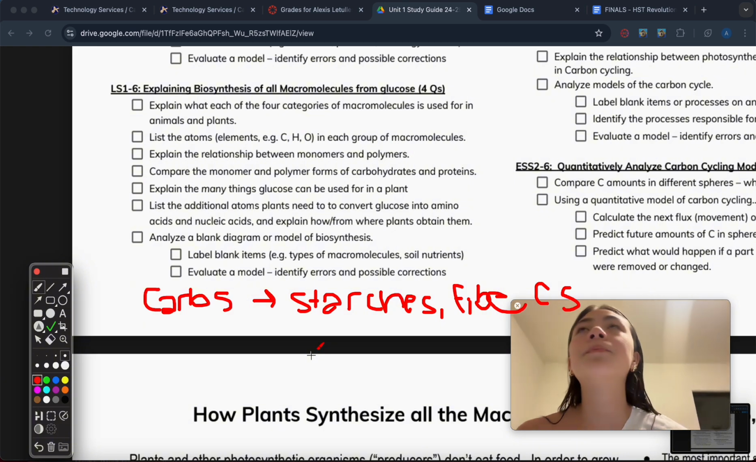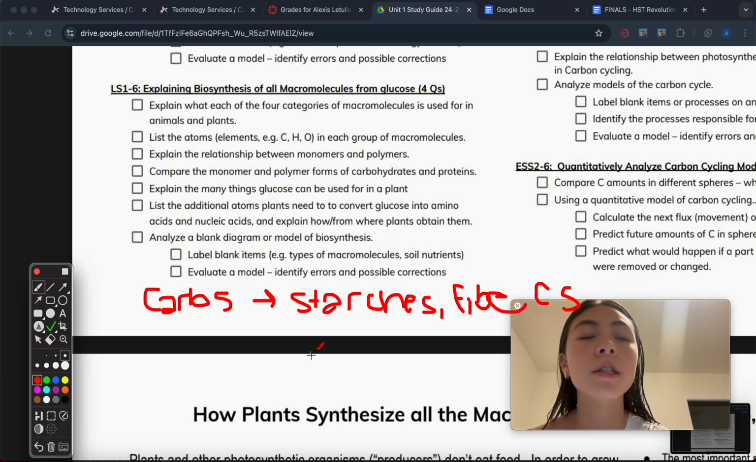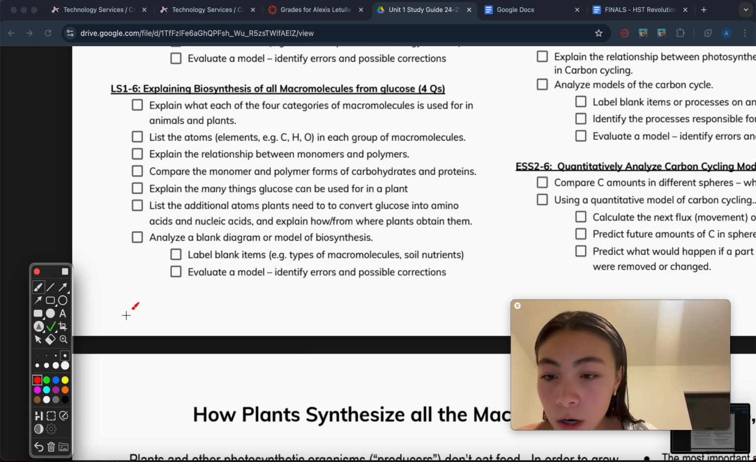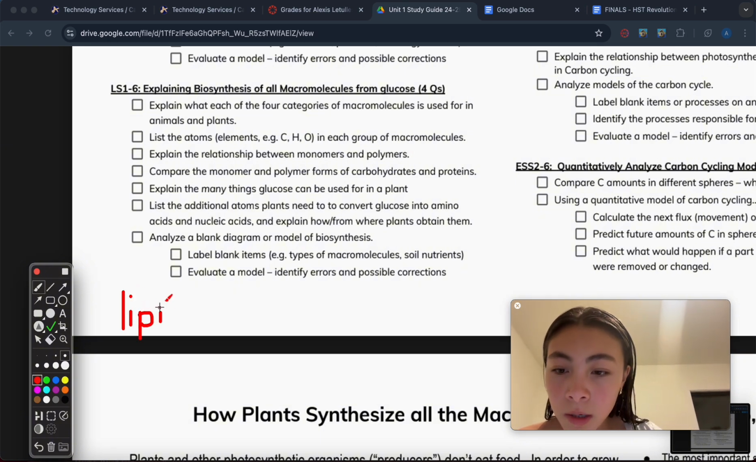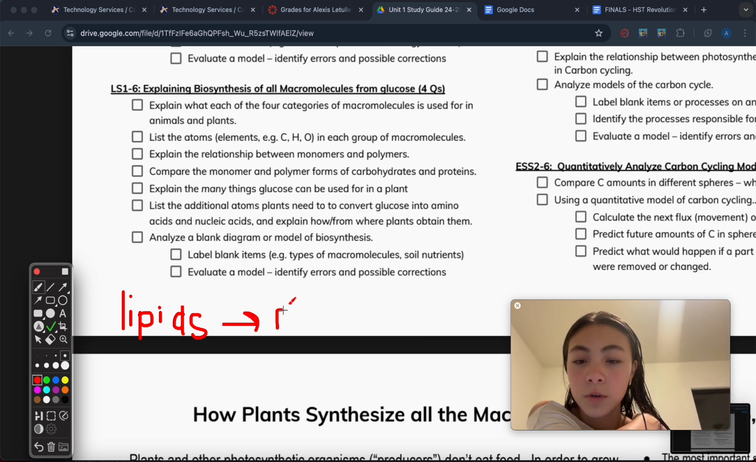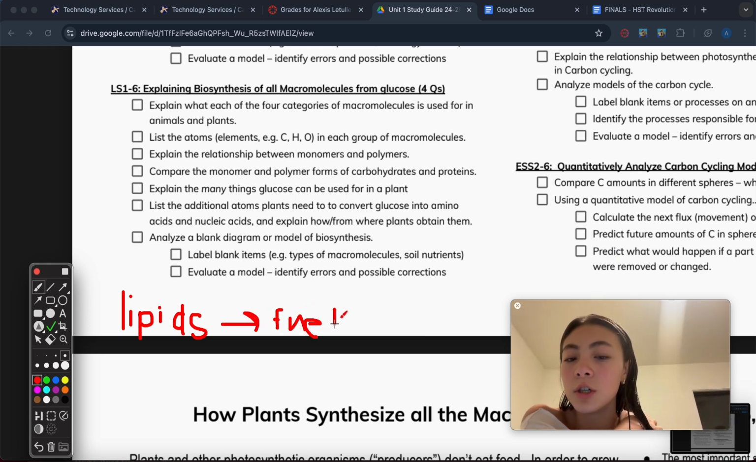So rather than being our structure, for us it's our fueling source, but for plants, it's the structure. And then what's the next one? Oh, lipids. Lipids are, I'm pretty sure, just to fuel. They're just fuel. That's all lipids are. Just fuel.